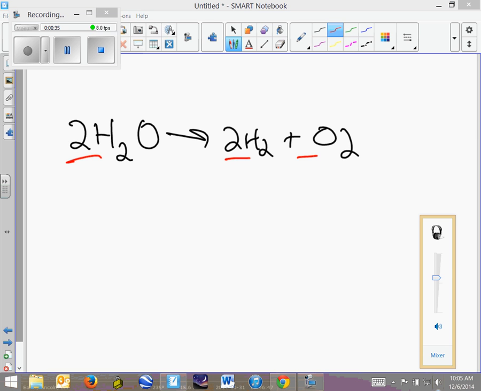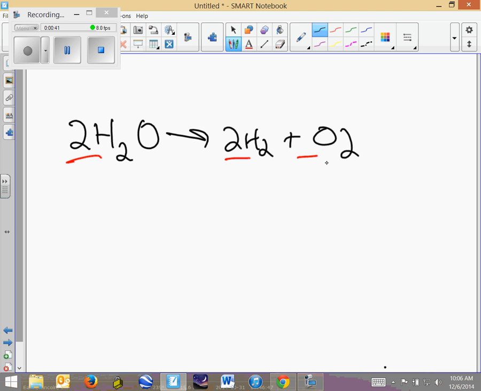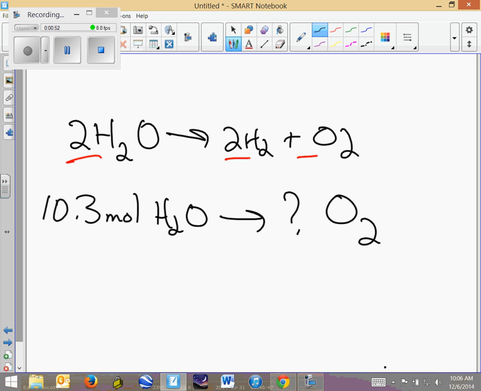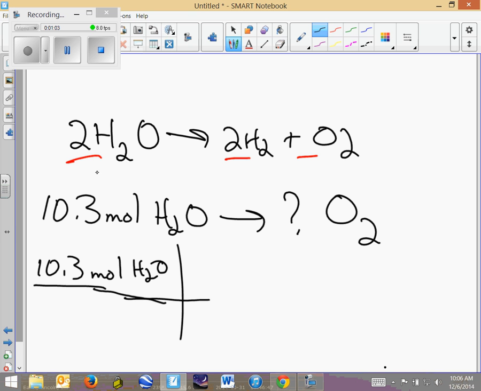So we have a 2-1-1 ratio, which means that for every 2 moles of H2O I have, I get 2 moles of H2, and I also get 1 mole of oxygen. So let's just say, for instance, I have 10.3 moles of H2O, and I want to know how much O2 that will give me. Okay? Well, this is a very simple problem. That's what we did on the last video.